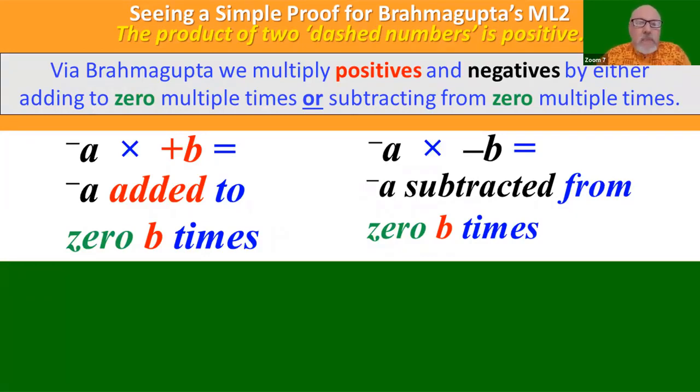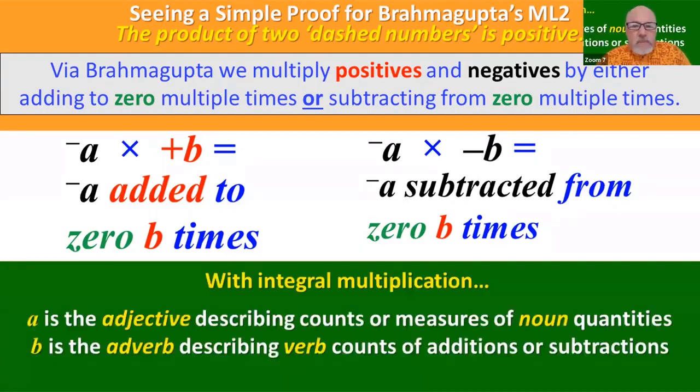So negative a multiplied by plus b is negative a added to 0 b times. Negative a multiplied by minus b is negative a subtracted from 0 b times. This is actually how mathematics works. So with integral multiplication, a is the adjective describing counts or measures of noun quantities, and b is the adverb describing verb counts of additions or subtractions.